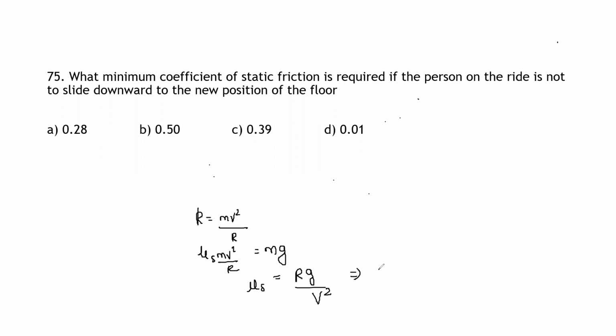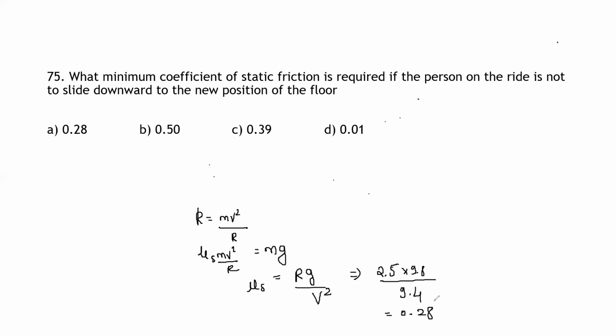The question is a little incomplete here, students. They have given the value of r also. The r value is given as 2.5 and g value is 9.8. The speed value is also given, it is 9.4. So if you simplify this, you will get 0.28. The minimum coefficient of static friction required if the person on the ride is not to slide downward to the new position of the floor is 0.28.